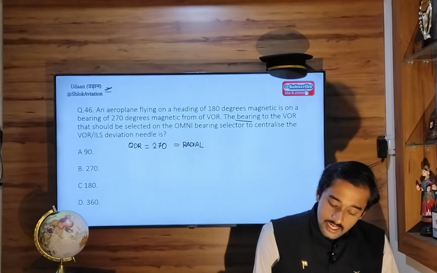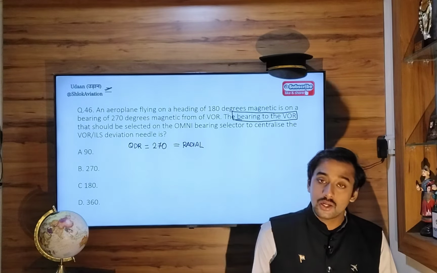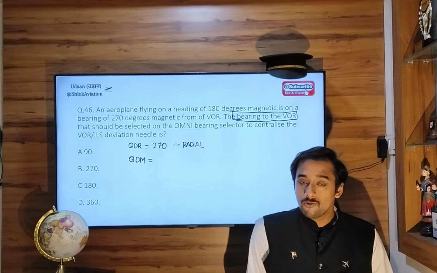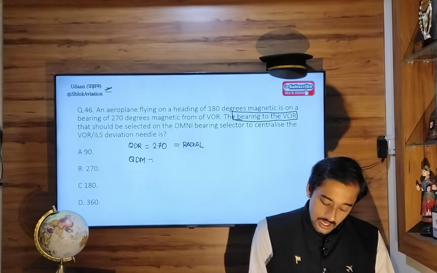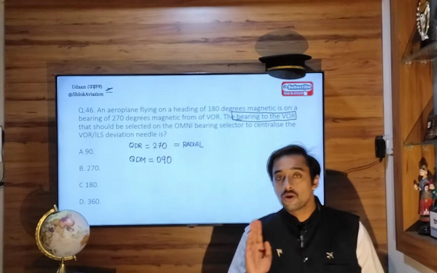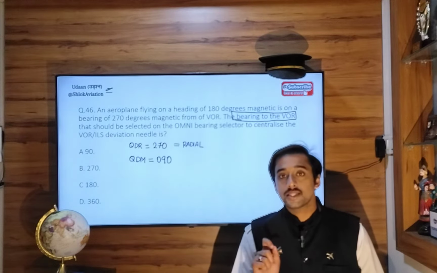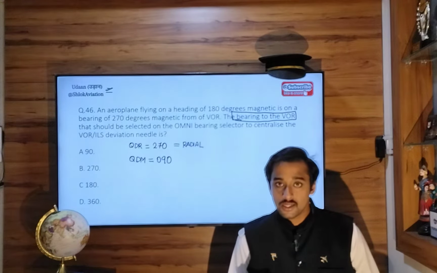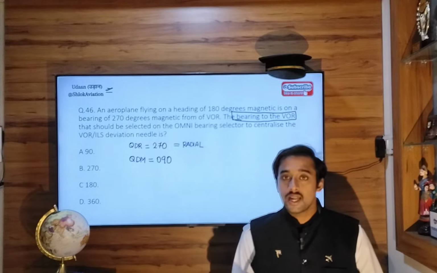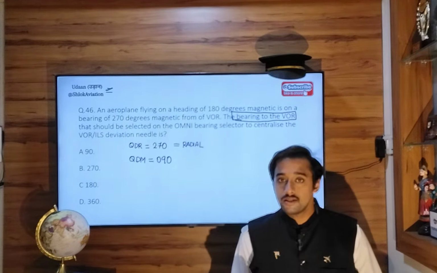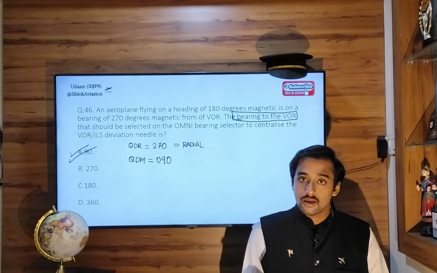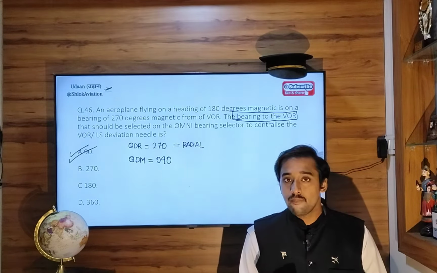Now you want to select a bearing to the VOR. So the bearing to the VOR is called QDM, and QDM will be the reciprocal of QDR 270, which will be 090. So if you want to go towards the VOR, you will make a setting of 090 on your OBS. If you want to go away from the VOR following a radial, you will select a setting of 270. So the correct option will be option A. Okay, so read the question and accordingly mark the answer.